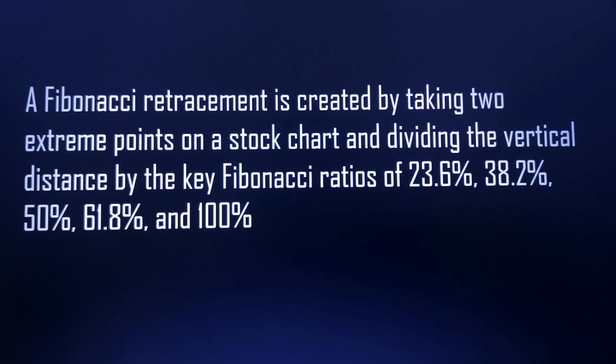Fibonacci retracement levels are created by taking two extreme points, that is, swing high and swing low. If it is an uptrend, we take from swing low to swing high to find the price correction on a chart, and divide this vertical distance by the Fibonacci ratios like 23.6, 38.2, 50%, 61.8%, and 100 is the last one.